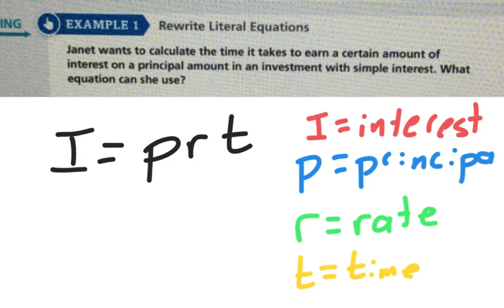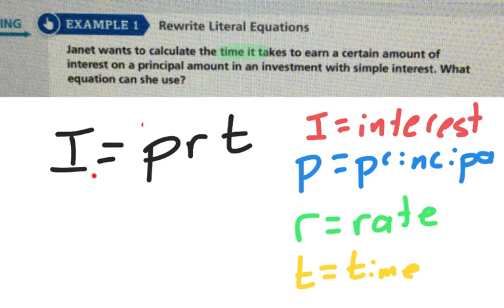Now, in this problem, Janet wants to know what? What's her question? Calculate time to earn a certain amount. She wants to know how much time is it going to take for me to do something? Well, what she wants is she wants time to be isolated. She wants the T to be by itself. Right now in this problem, the I is by itself. The I is isolated. So how could I get T by itself? Well, we just do algebra to get T by itself.